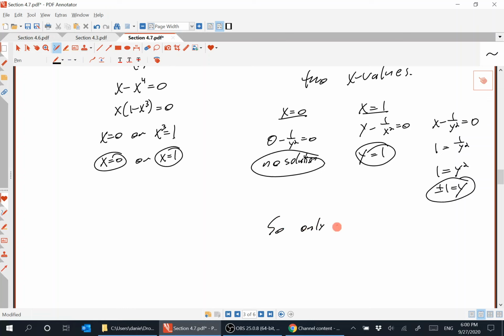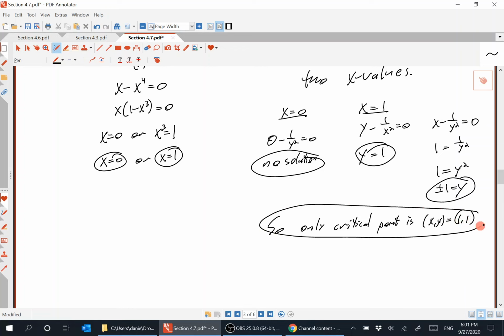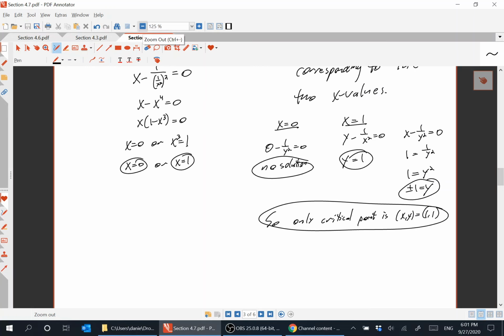The only critical point is x, y equal to 1, 1. So now, is that a relative max, relative min, or neither? So let's go to the second derivative test.